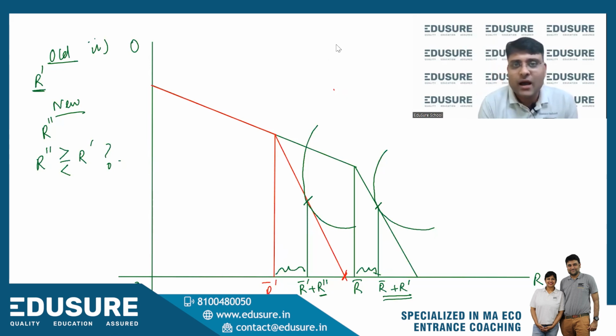All that I know is R bar dash is less than R bar. बस यही दिया हुआ है.